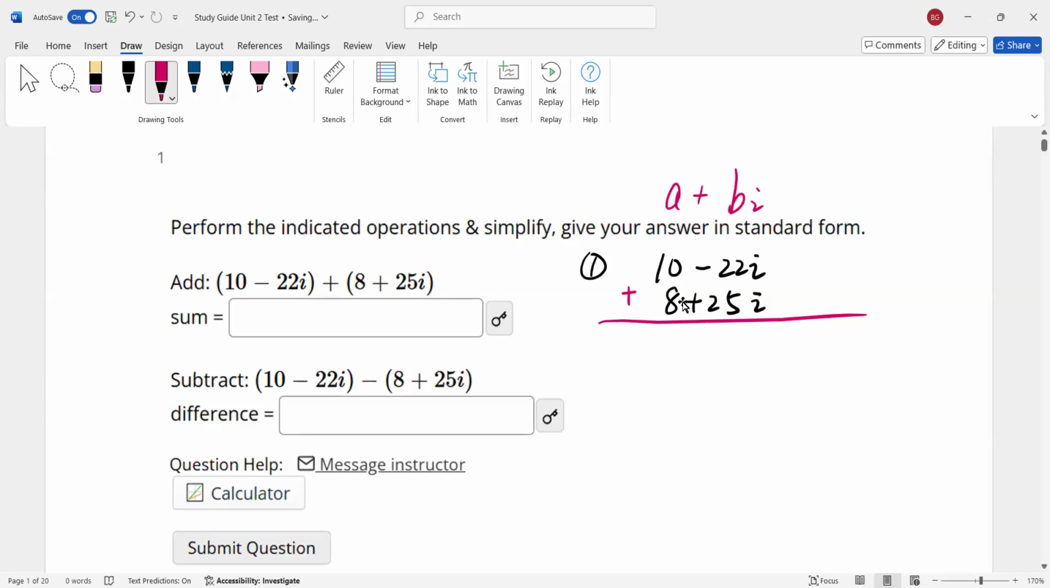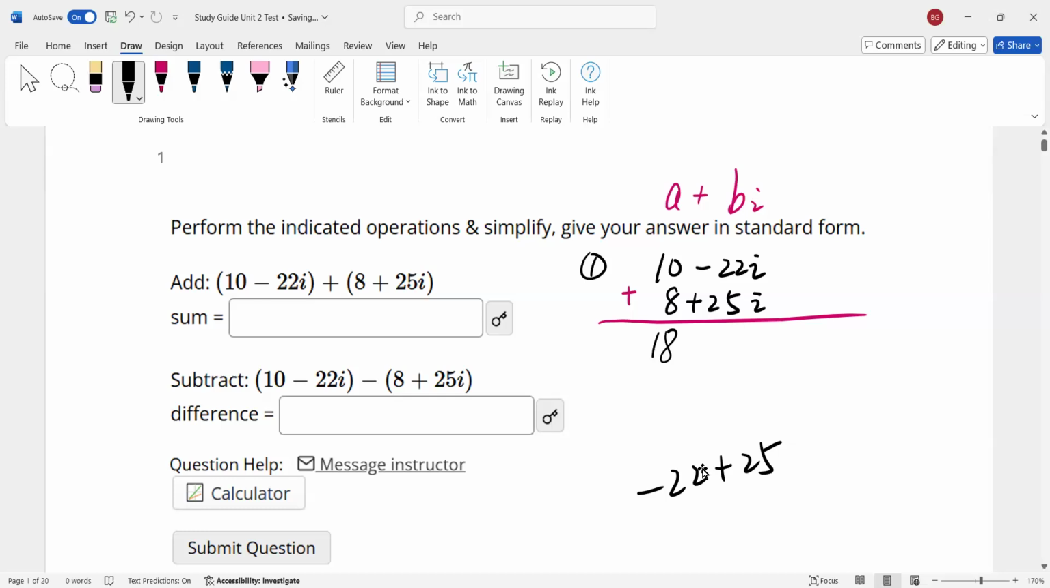like that. Then we vertically add the corresponding parts. 10 plus 8, 18. Negative 22 plus 25. I don't know if anybody has trouble handling addition and subtraction of numbers with a sign. You can try the casino method. We are adding negative 22 and a positive 25. Well, you can use a calculator, but you can also use the casino method to make sense of the process.